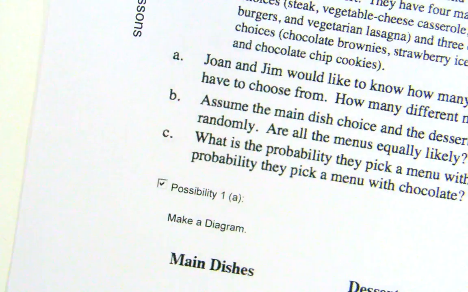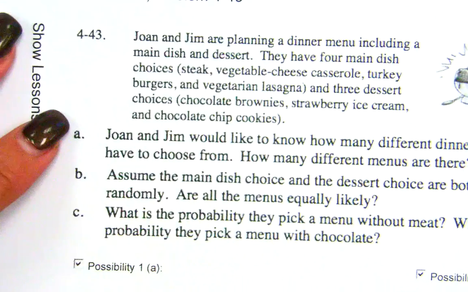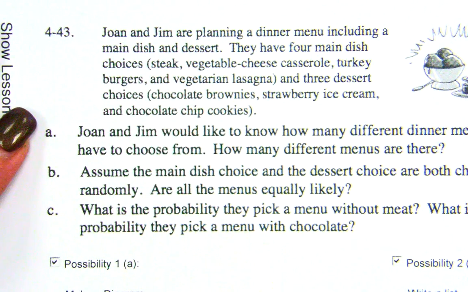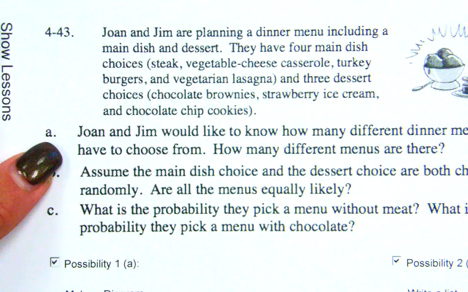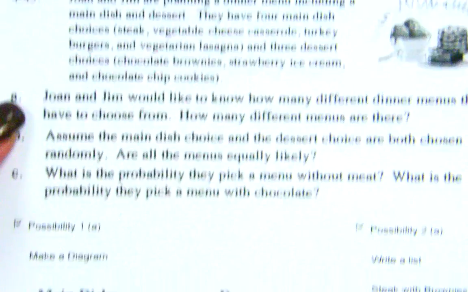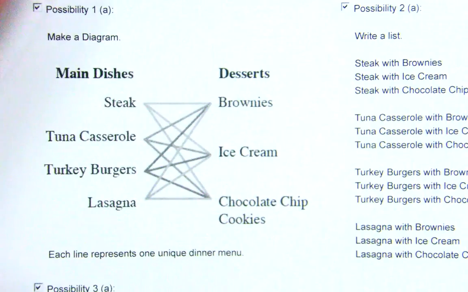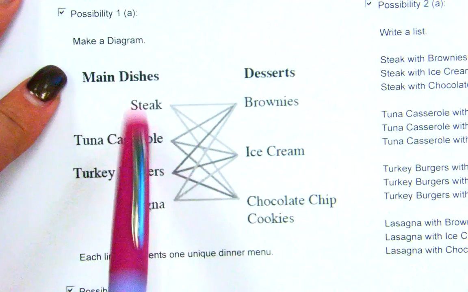Okay. And then the second to last one, it says, Jim and Joan are planning a dinner menu. They have a bunch of food that they can try out. Jim and Joan like to know how many different dinner menus you have to choose from, and CPM is actually pretty good about putting out different types of ways to look at it.